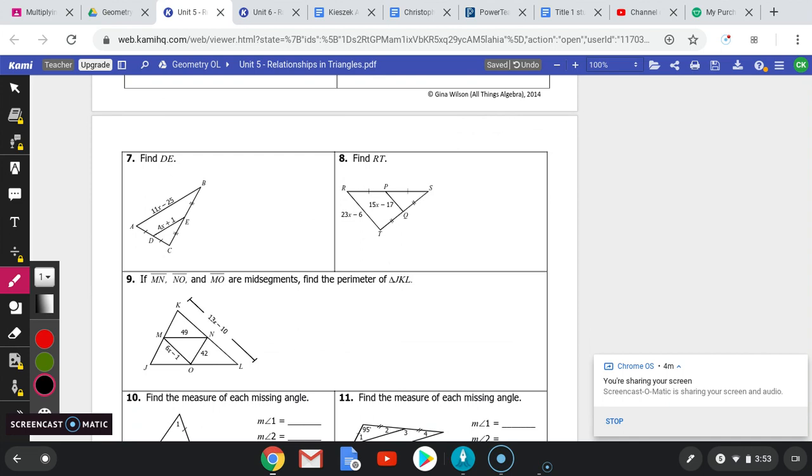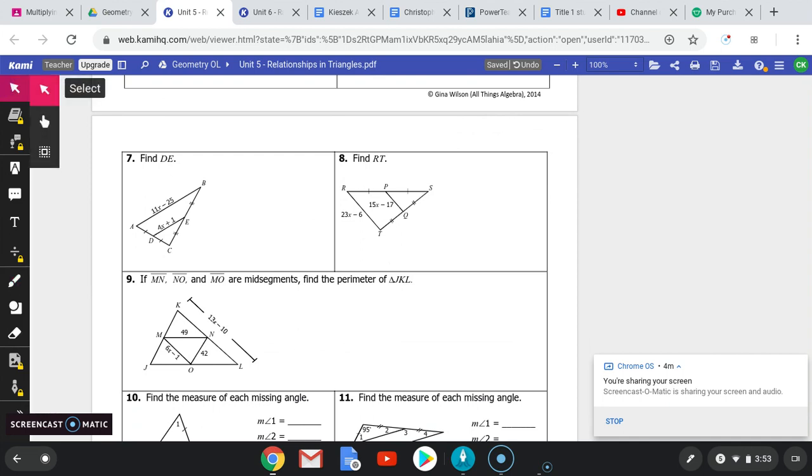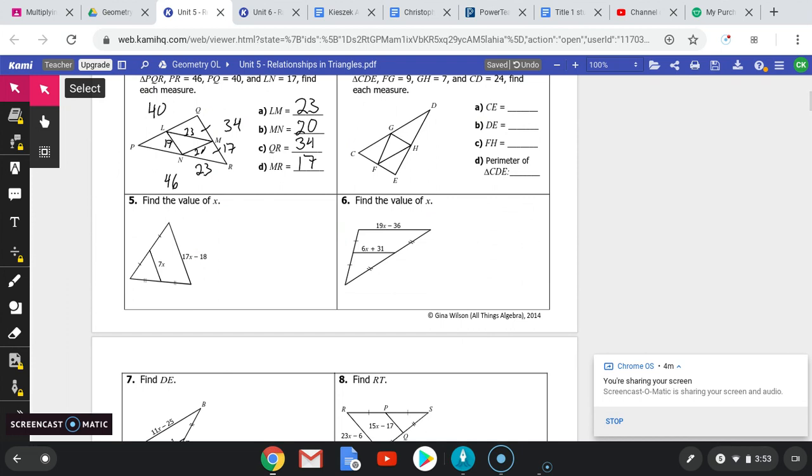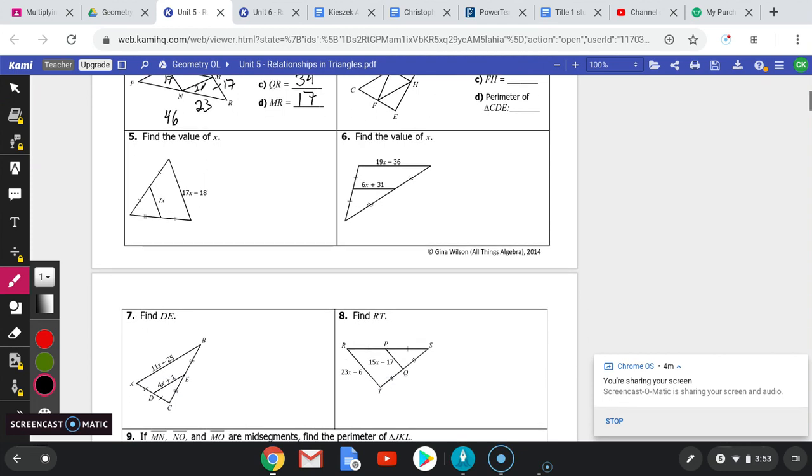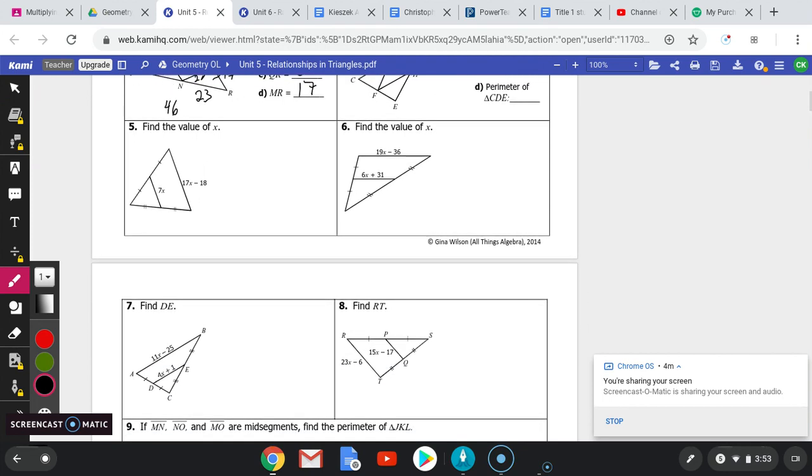Because number 5, let's see what's the rest here. As it freezes on me. All right. Number 5. It says find the value of x, and it's the same concept for the rest, except if it's asking you to find a side here, then you just got it.